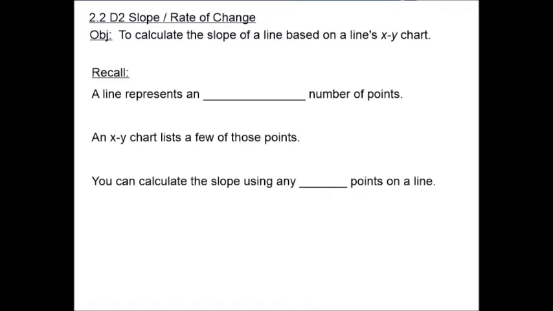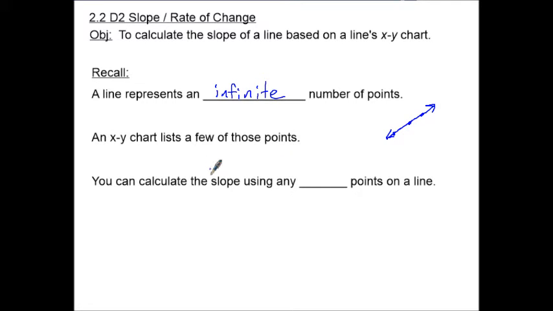The first of which is a line represents an infinite number of points. Now if you remember a little bit ago, we graphed these things using XY charts, and the XY chart listed just a few of those points, but when we drew the line, it represented an infinite number of points. Again, the XY chart gave me a few dots, and then we drew that line. There's the infinite number of points, but we just used those three to help draw us an accurate line.